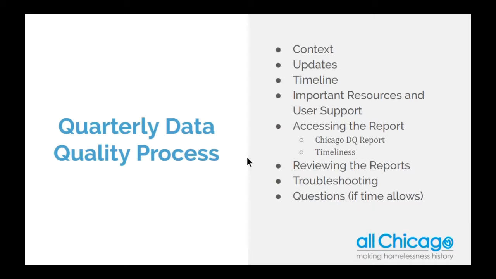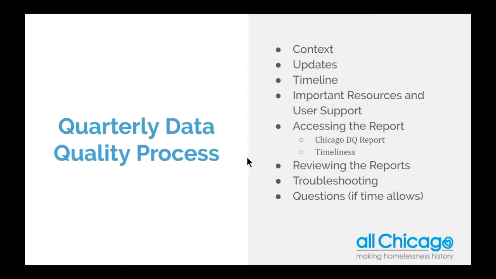Now, like I had mentioned, we're going to give you a little bit of context as to why the data quality process is important, and also how we are changing the new process, reverting back to an older process that was tried and true, given some issues that we had last year with our SQL process. Then we're going to talk a little bit about updates, specifically in regards to the report that you'll be seeing as of later today. And then we'll talk about the timeline for submission, etc. We'll go over some important resources and user support that we are providing.